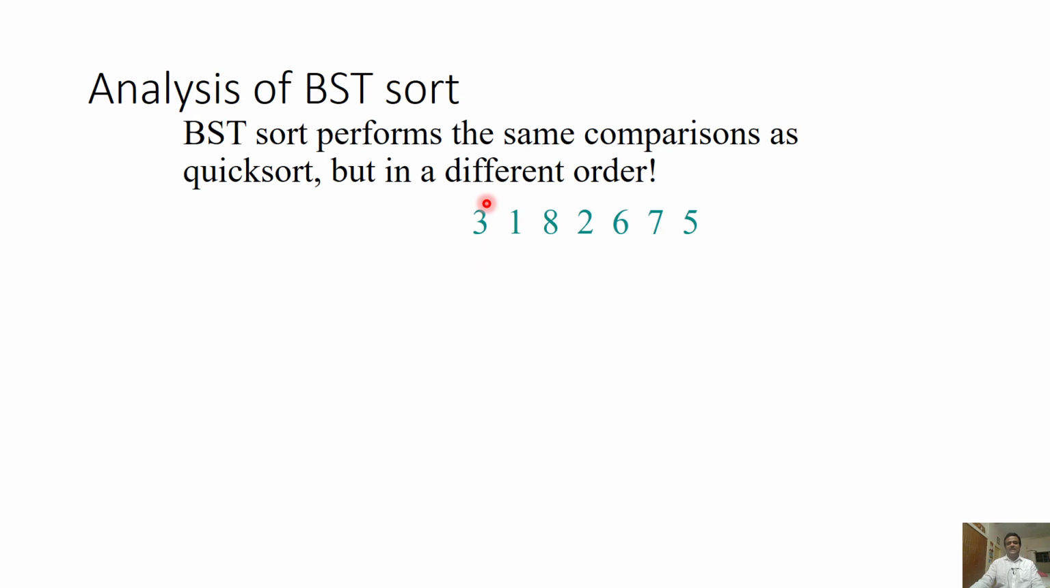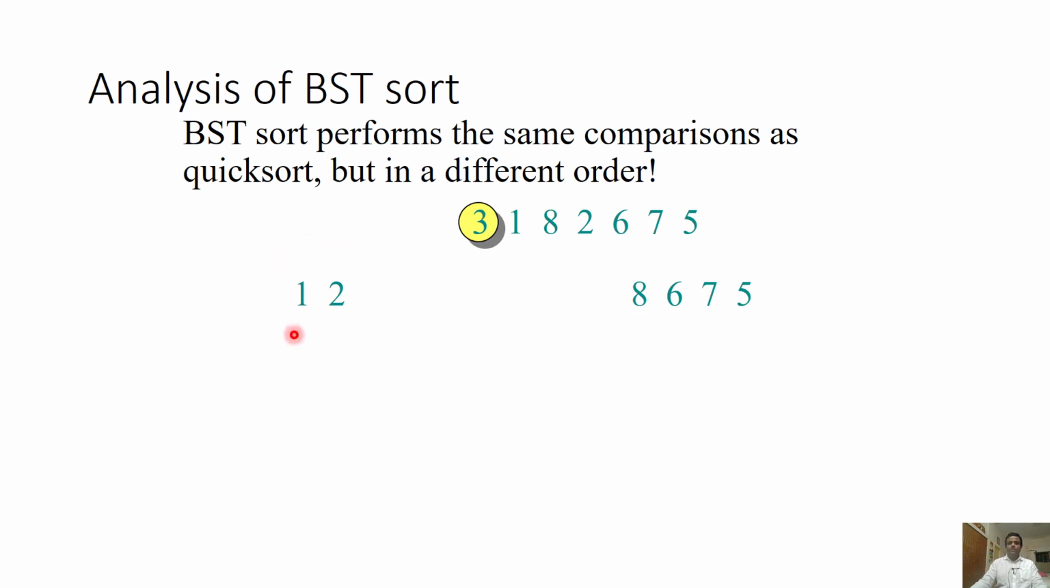All the elements which are less than 3 will be in the left sub array, and all the elements which are greater than 3 will be in the right sub array. Then again, recursively, we apply quick sort like this. So this is the pivot. Now 1, 2 are the elements in the left sub array which are less than 3, and these are all elements in the right sub array which are greater than 3.